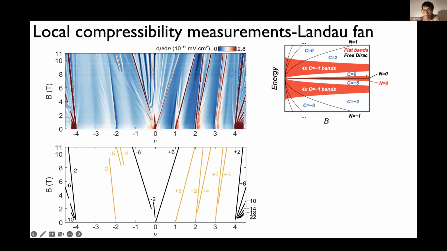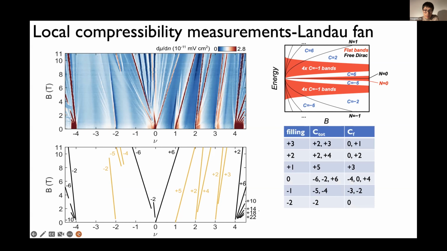If you look at the states on the electron side, the n equals 0 Landau level from the Dirac cone contributes a Chern number of +1. And if you look at the hole-doped side, it actually contributes a Chern number of +2 and then -2.